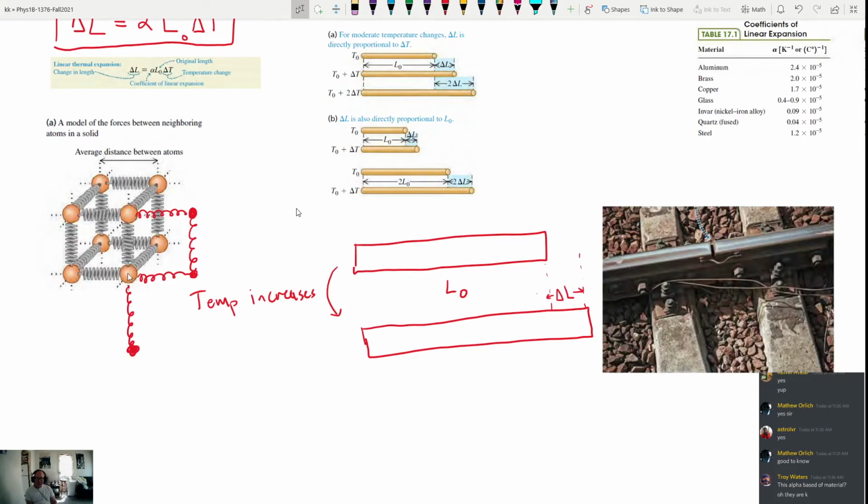But here's the thing. If you were to look at the atoms of a solid, they're not sitting still. They're always vibrating. So any one of these atoms here is vibrating back and forth. It's vibrating up and down, and it's vibrating in and out of the page too. Okay, in three different dimensions, right? So it vibrates left and right, it vibrates up and down, and it also vibrates in and out.